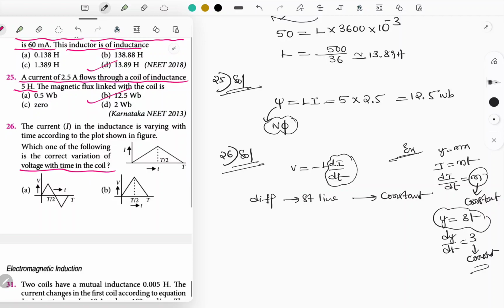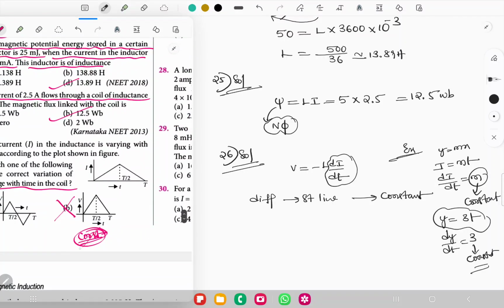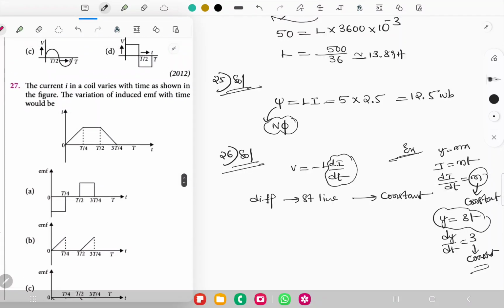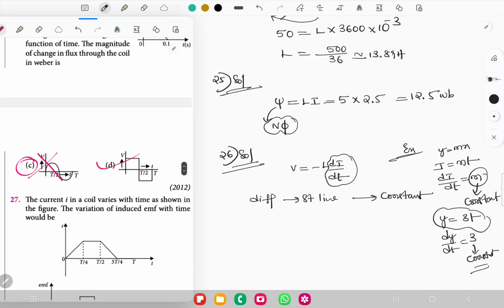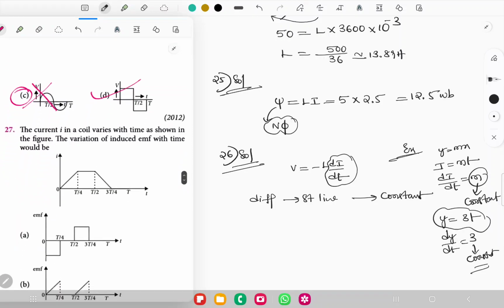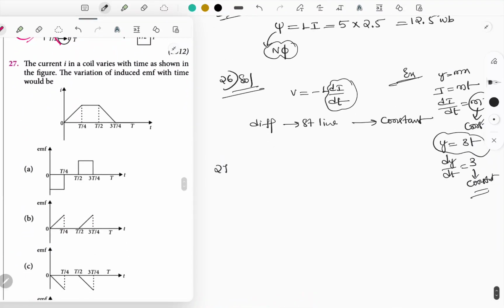Now one thing I am sure of is that I am going to get a straight line. If you observe option A and option B, which are not a constant line, these two options are wrong. Let's check out the remaining two options also. Option C is sinusoidal. I'm not going to get a sinusoidal if I differentiate a straight line. So this is the only possible option which matches. Okay, similarly 27 also we can answer like that.